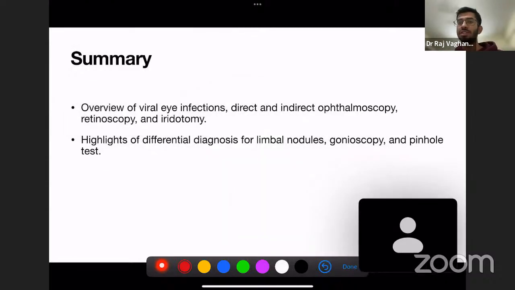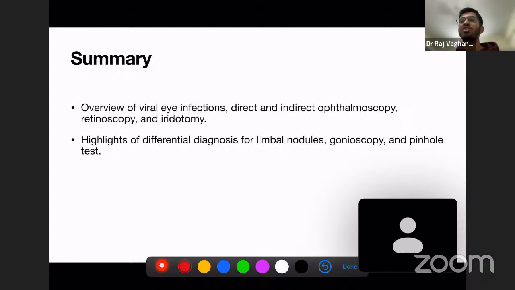And here comes the end of our discussion. We have discussed the practical aspects today: retinoscopy, ophthalmoscopy, gonioscopy, and the pinhole test. We have also discussed viral infections in detail. This was a short session about the practical aspects, and these are the only questions which can come in your exams. There are no questions other than these. The practical aspects are limited in the theory exams, and we have discussed all the possible questions that can come, including the previous 10 years' questions.